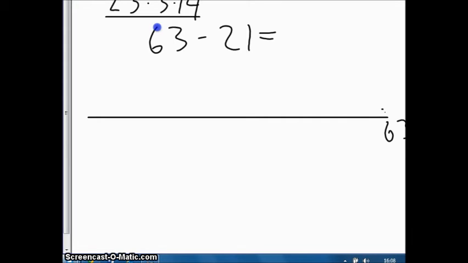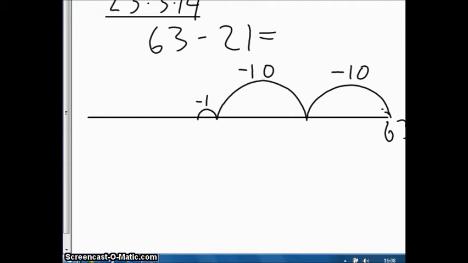10, 20, and 1. What has to happen as well as that, though, I have to mark in where I end up when I'm taking away my 10, taking away my 10, and taking away 1. 63 take away 10 is 53. 53 take away 10 is 43. And 43 take away 1 is 42, which is the answer. Another example you could do there.